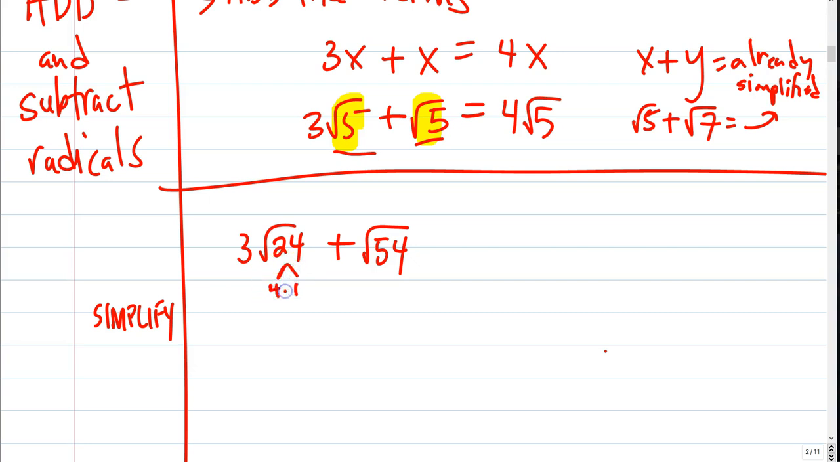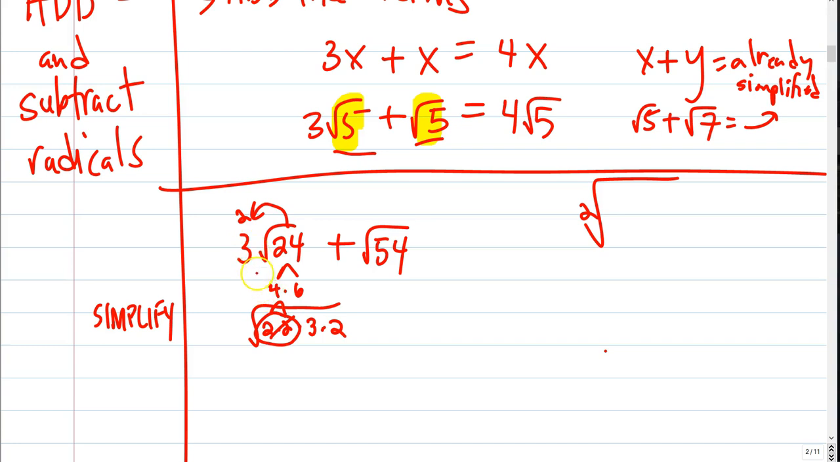24 is 4 times 6. The 4 splits into 2 and 2. The 6 into 3 and 2. Since I'm doing a square root, remember square root means we're looking for groups of 2. There's an implied 2 there. There are 2 2's. So those come out, because this is all under a square root, okay? And the square root of 4, out comes that 2.